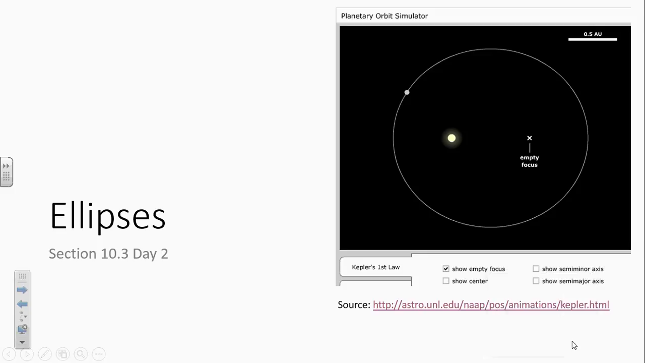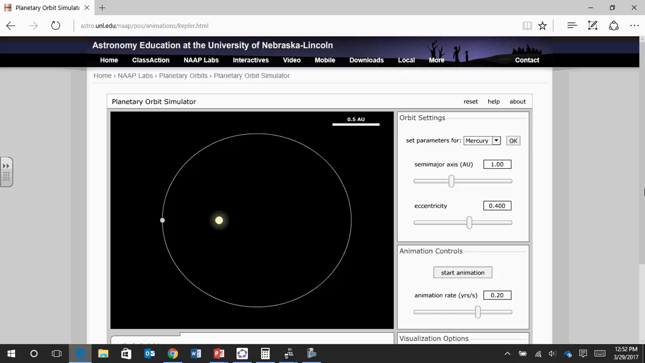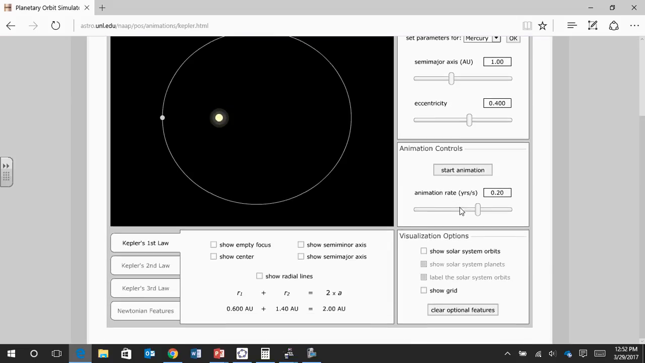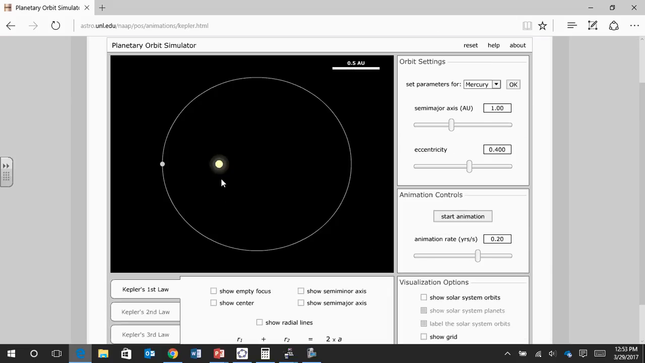Day 2 of ellipses. So first of all, when you think of an ellipse, hopefully you think about planetary movement. Just want to show you a real quick simulation from UNL. This is the orbit of Mercury. If we want to see the eccentricity, the semi-major axis, and so forth, that's all given. So it looks like we only have one focus, right? So if we look at this empty focus, that shows you where the second sun would be if this were a two-sun universe. Does that make sense?